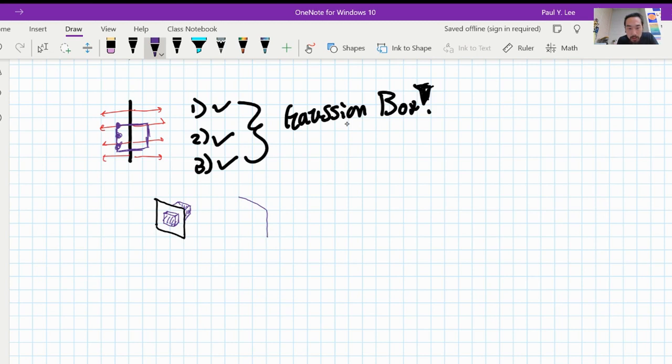That was also a bit difficult to draw so small. So here's my Gaussian box. Oh yeah, look at that. That is a nice Gaussian box.